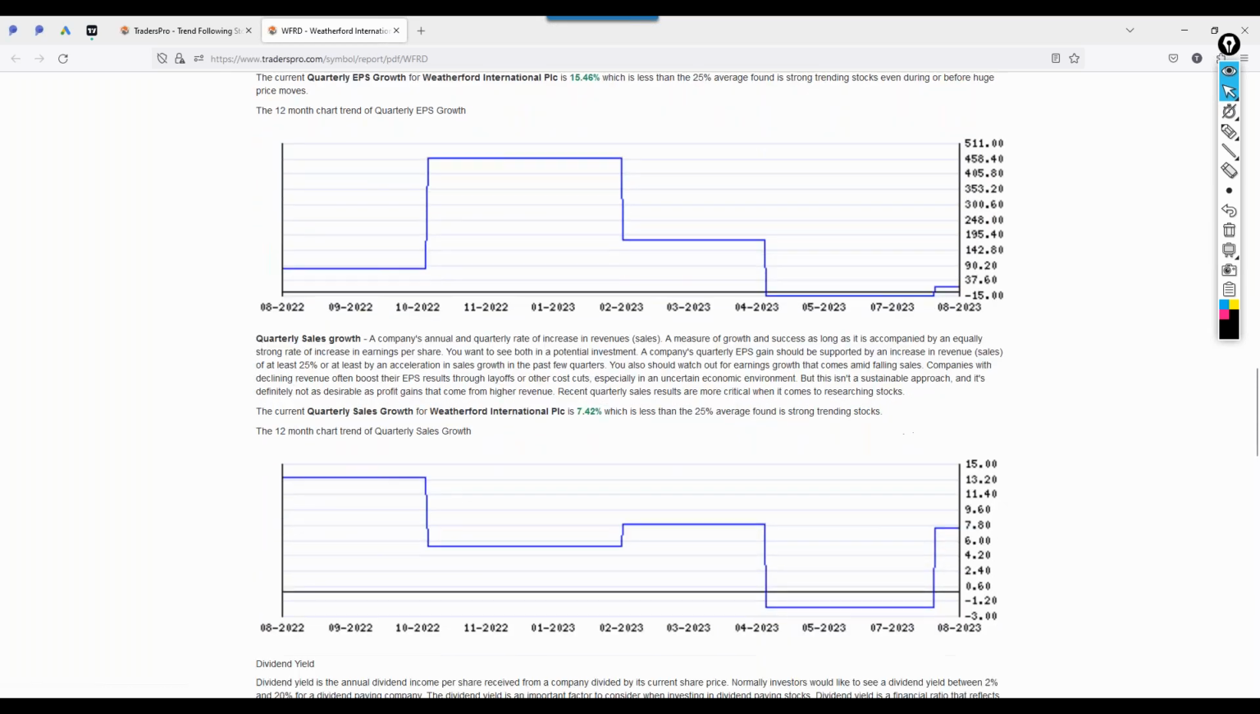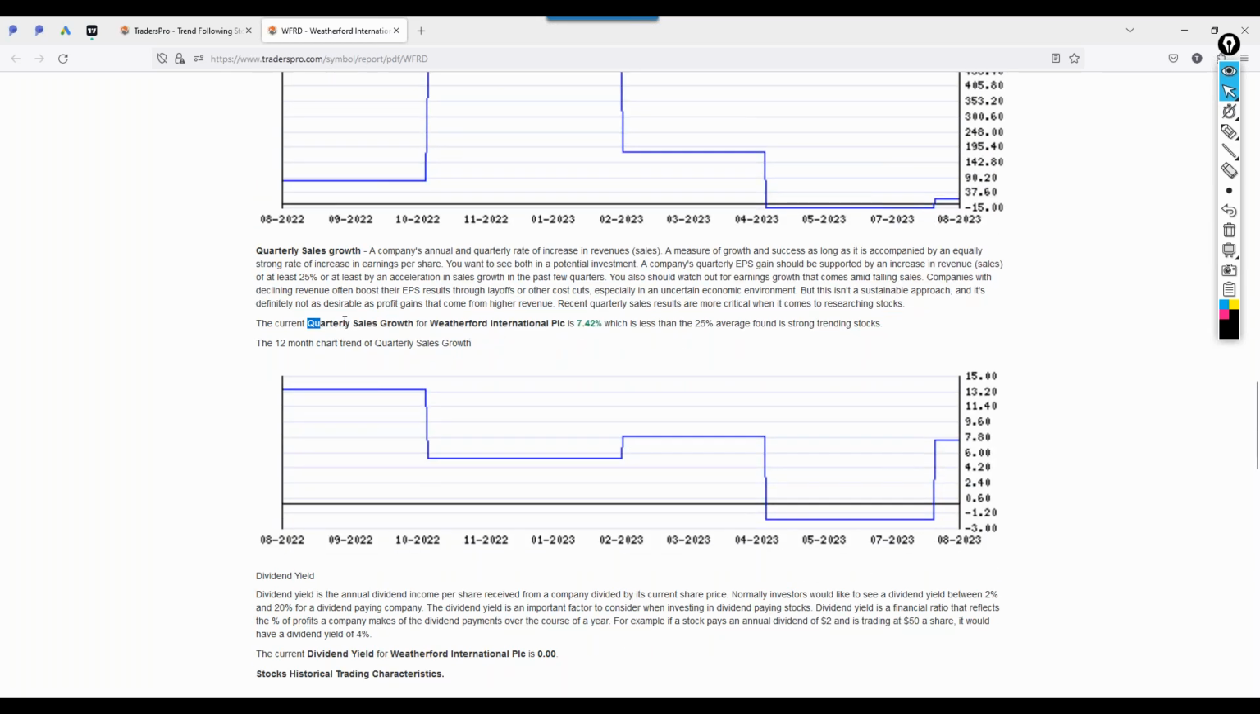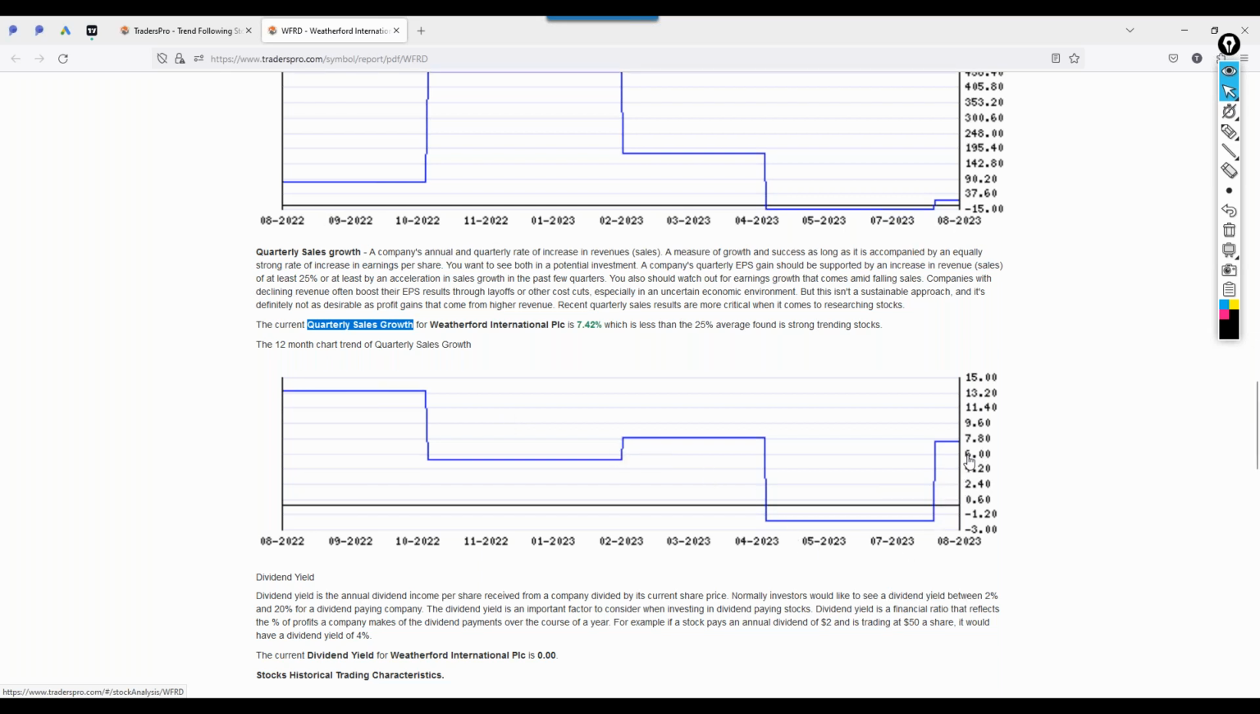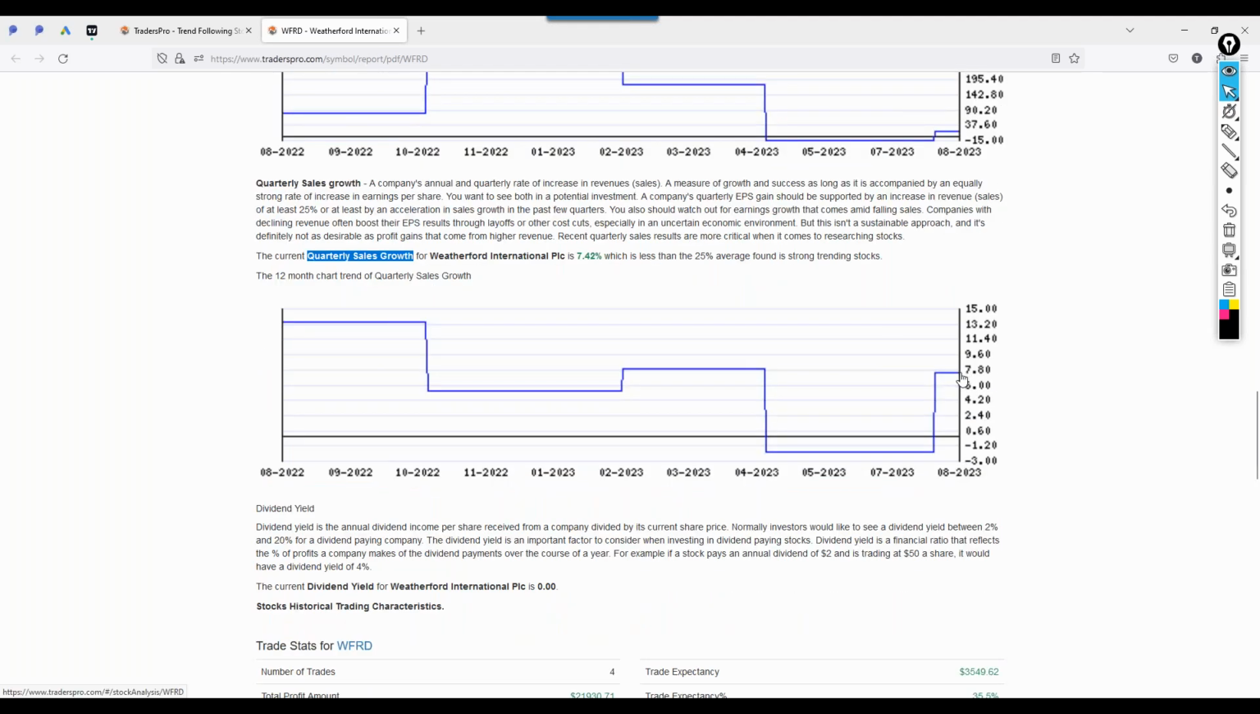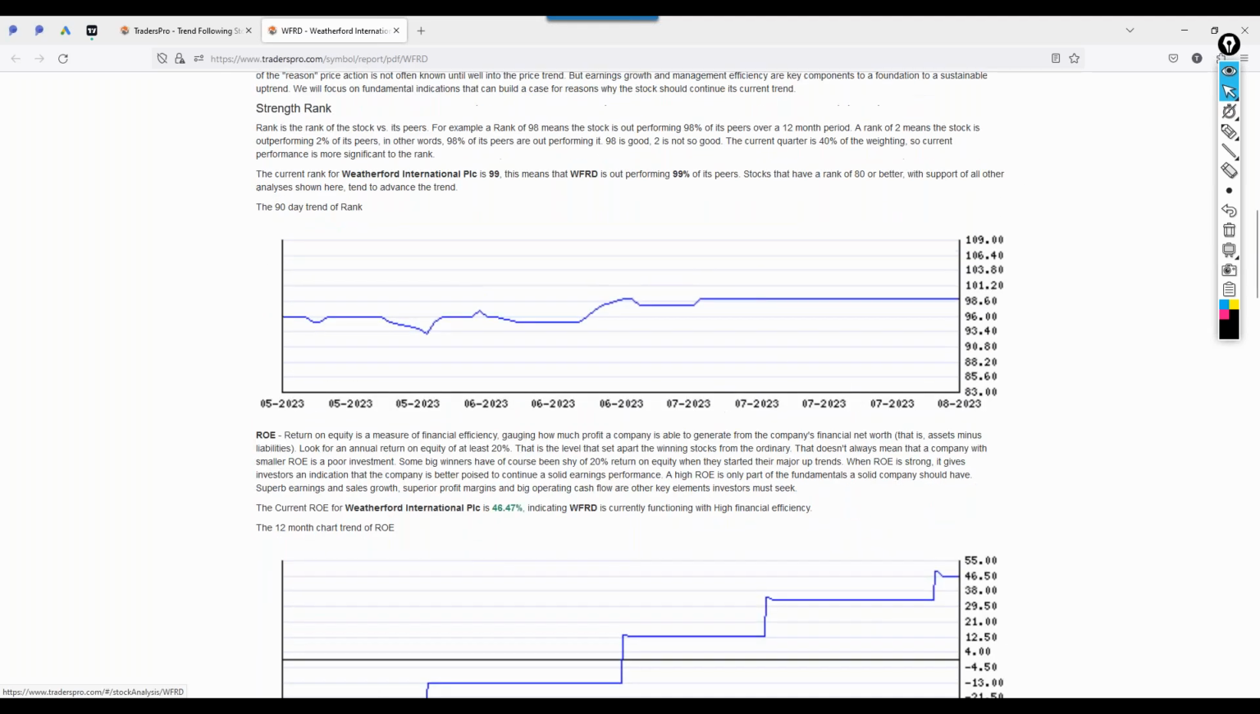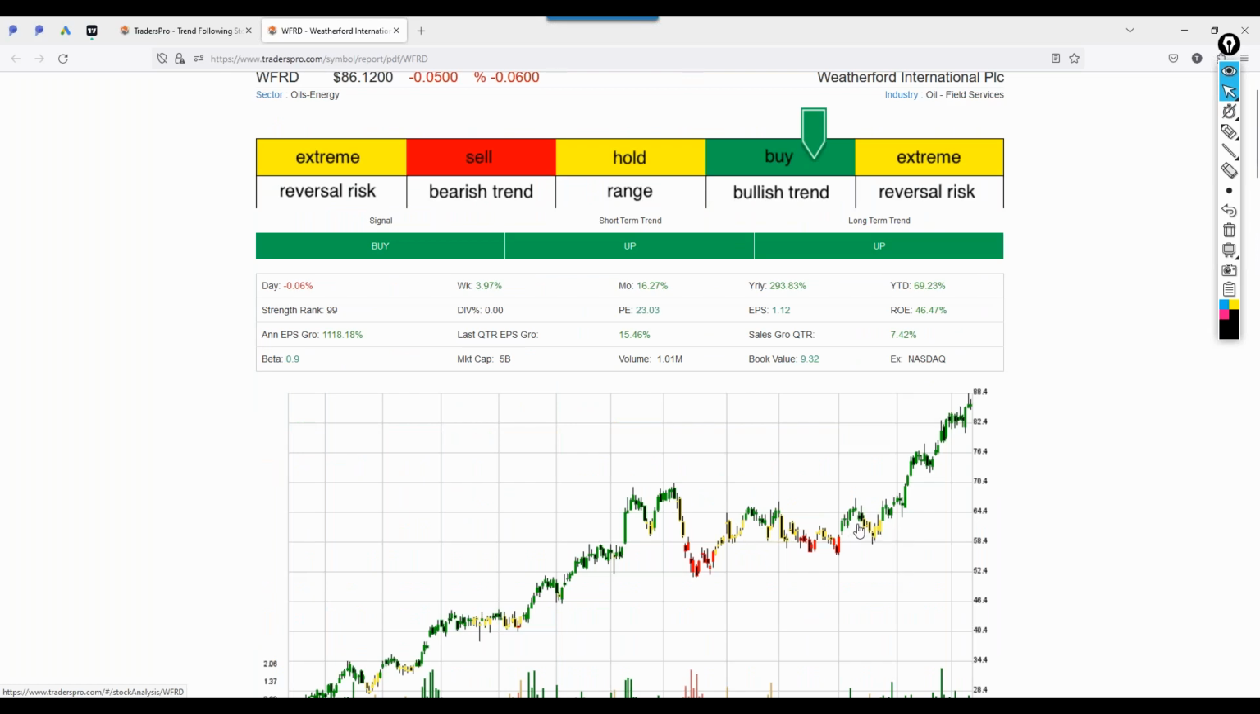One of the most important things is quarterly sales growth. So you have earnings, but then you also have sales. Are they selling their stuff, or are their sales increasing or decreasing? It was also decreasing, but now this last earnings report, we've had a climb on sales. So now we're trending higher.